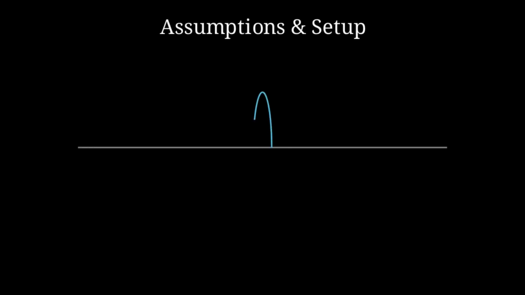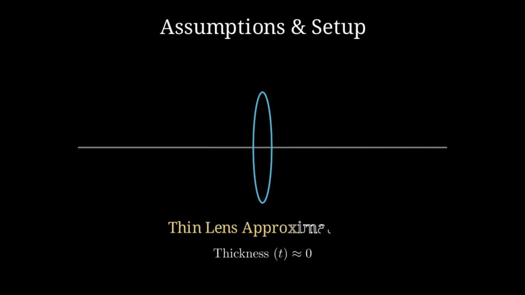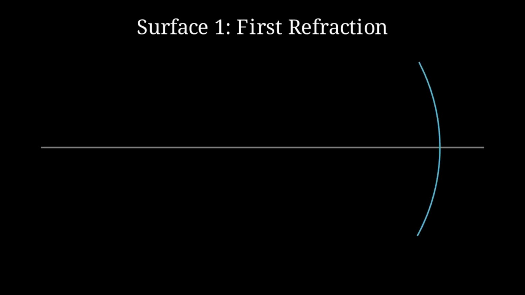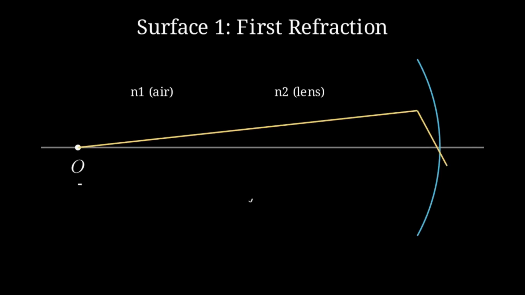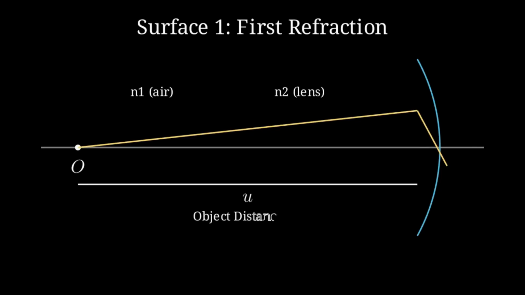To simplify our derivation, we assume a thin lens where the thickness is negligible compared to the radii of curvature. We place an object at point O on the principal axis, ready to trace its path. Light first encounters the front surface of the lens. As it moves from air into the glass, it refracts toward the normal. We treat this as refraction at a single spherical surface with a radius of curvature r1.